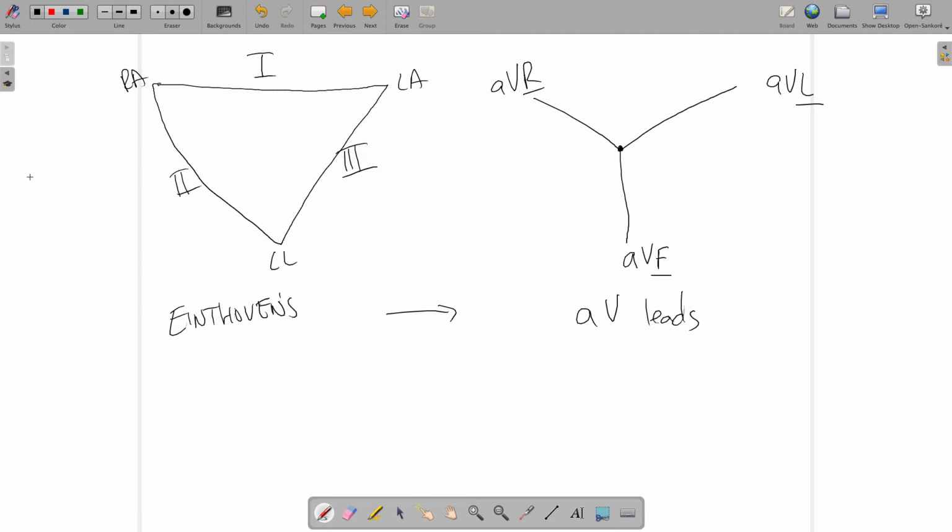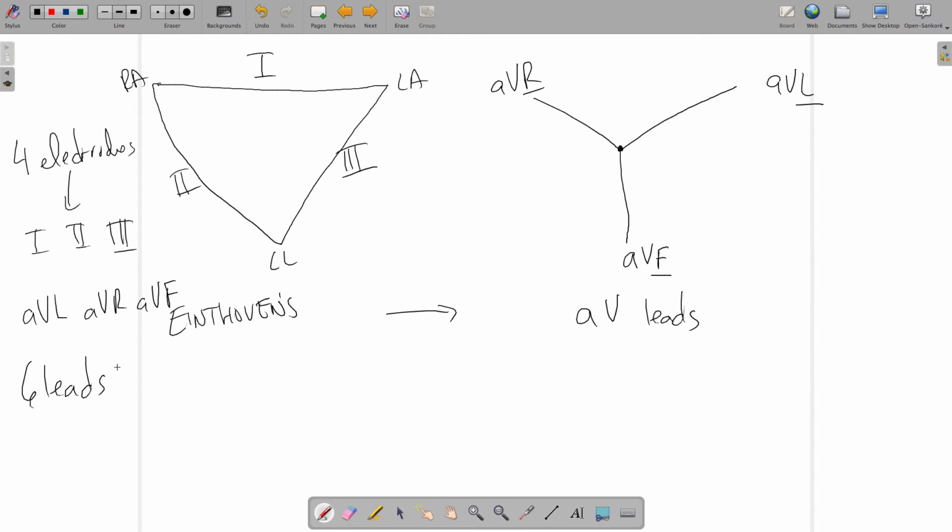All right, so here's the demystifying. You put 4 stickers on, 4 electrodes. And the 4 electrodes are right arm, left arm, left leg, and right leg. And from those 4 electrodes, you get lead 1, you get lead 2, you get lead 3, and you get AVL, AVR, and AVF. So you get 6 leads from 4 electrodes. 6 leads, 6 different views, 4 electrodes. All right.